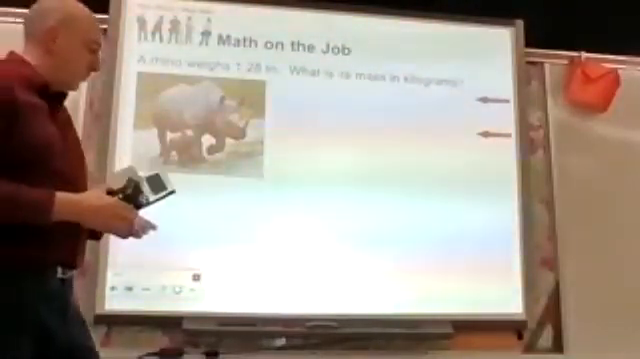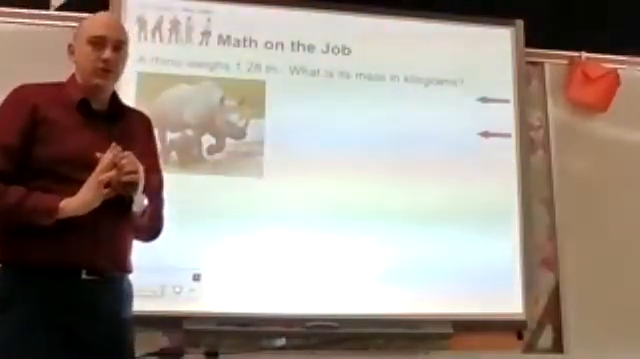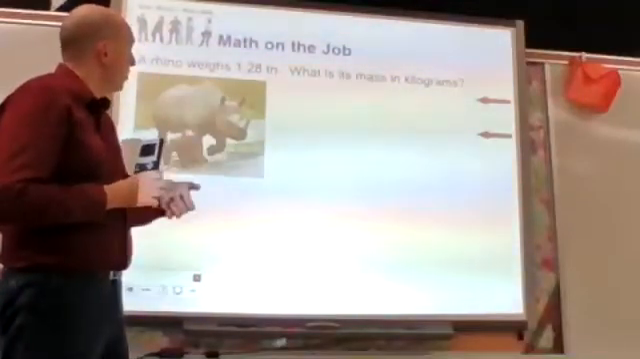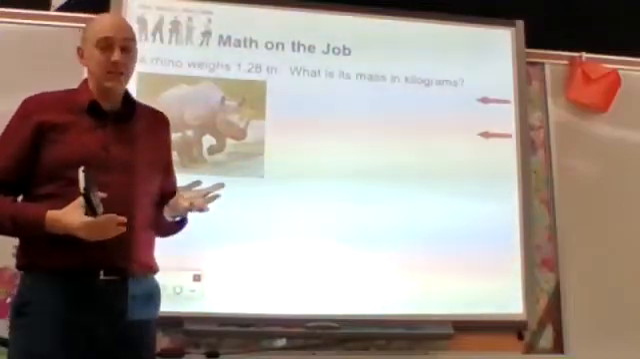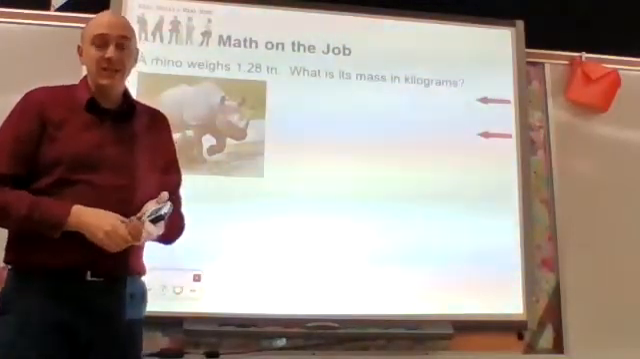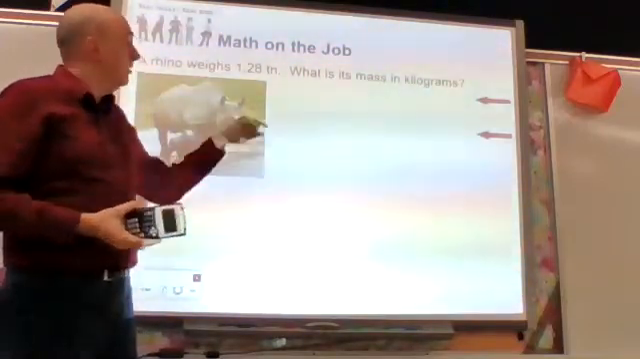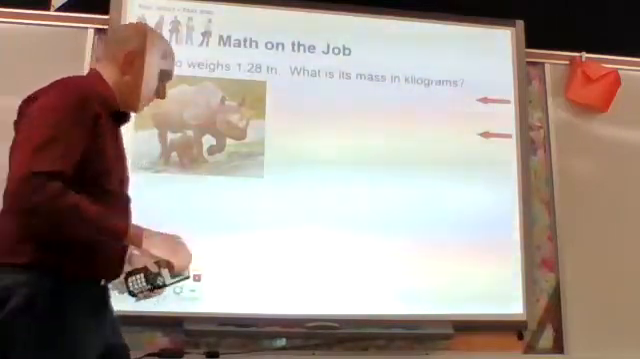All right, final question. Last thing I want to show you today is just a point of caution. We have a question. A rhino weighs 1.28 tons. What is its mass in kilograms? Well, you might go, hey, well, that's easy. Mass, there's 1,000 kilograms in a ton. Be careful. What does TN stand for?